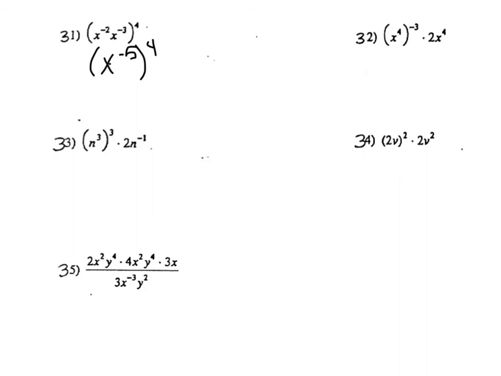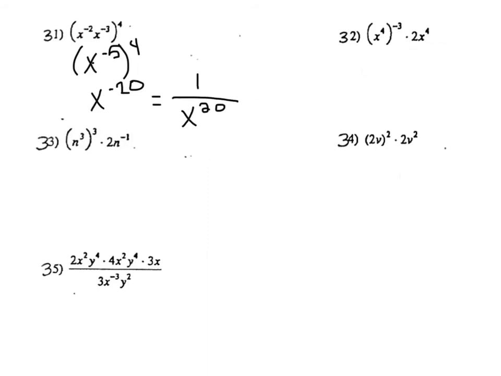So now we have x to the negative 20 when I multiply the negative 5 and 4. I'm not allowed to have that negative exponent, so I know it's going to go to the bottom. There's nothing left on top, so there's my 1.